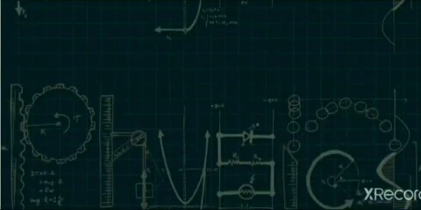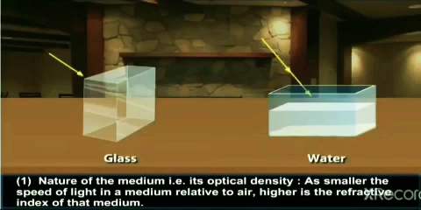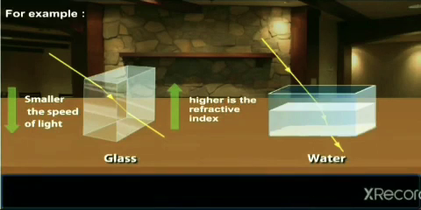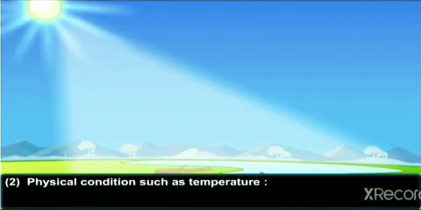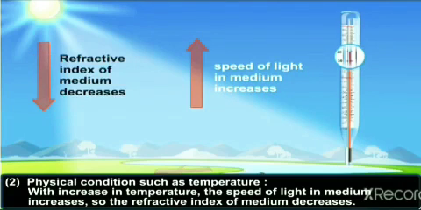Factors affecting the refractive index of a medium. The refractive index of a medium depends on the following three factors. 1. Nature of the medium, that is its optical density. The smaller the speed of light in a medium relative to air, the higher is the refractive index of that medium. For example, v glass is equal to 2 into 10 raised to 8 meter per second, mu glass is equal to 1.5, and v water is equal to 2.25 into 10 raised to 8 meter per second, mu water is equal to 1.33. 2. Physical conditions such as temperature. With increase in temperature, the speed of light in the medium increases, so the refractive index of the medium decreases.